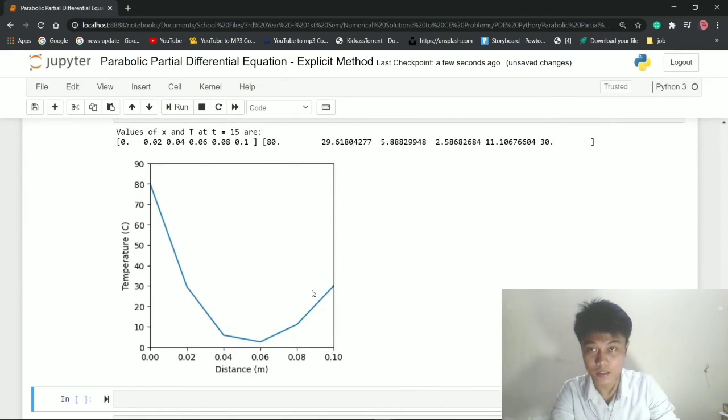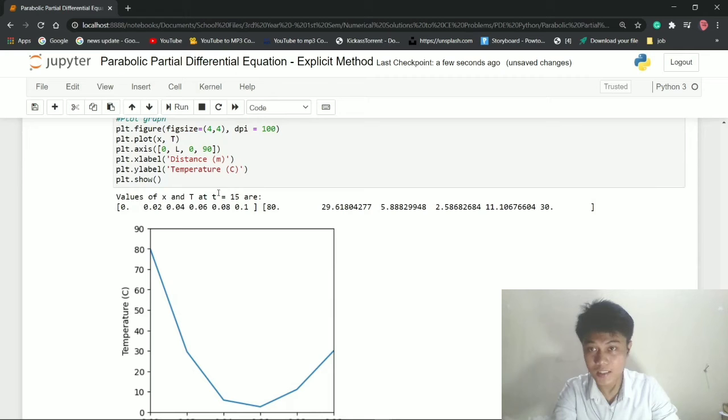So, yan na yung ating graph. Kung makikita natin, ito yung ating distance. Yung x-axis natin, 0 to 0.1. Yan yung length ng ating rod. And then dito sa y-axis natin, yan yung temperature. Ranging from 0 to 80 kasi yung nasa left niya is 80 degrees Celsius, yung nasa right niya is 30 degrees Celsius. So, yan yung gradient. That is this is the temperature distribution at time is equals to 15 seconds.